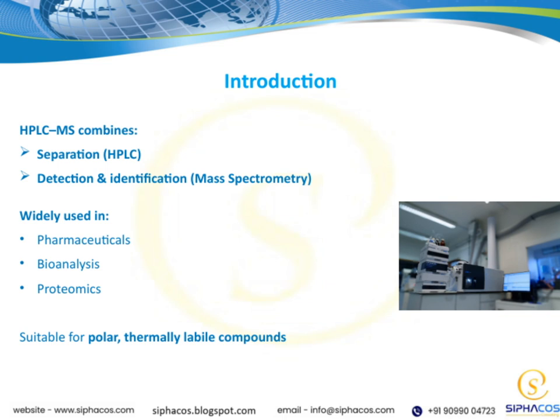A key advantage of HPLC-MS is its suitability for analyzing polar and thermally labile compounds, meaning compounds that are often difficult to analyze using traditional methods because they are sensitive to heat and have high polarity. Overall, this technique offers a versatile and sensitive way to analyze complex samples, making it a cornerstone in many scientific and industrial applications.